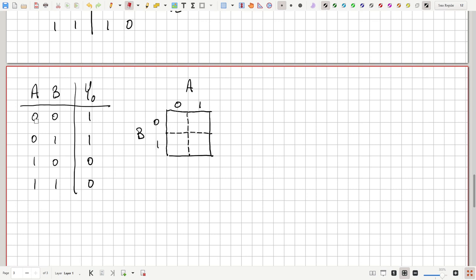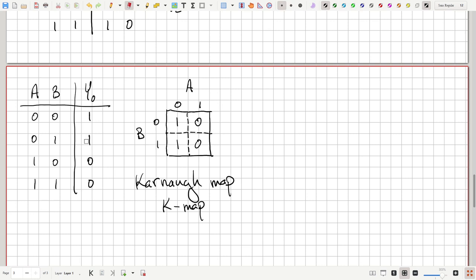So when A is 0 and B is 0, that's here, we have a 1. So we'll put a 1 in this square. When A is 0 and B is 1, we get a 1. So that's down here, there's a 1. And the other two cases, when A is 1, well, then we get zeros. So there is the truth table represented graphically. And this is something we call a Karnaugh map. And for shorthand, we'll just call this a K-map. It's a way to graphically represent a truth table.